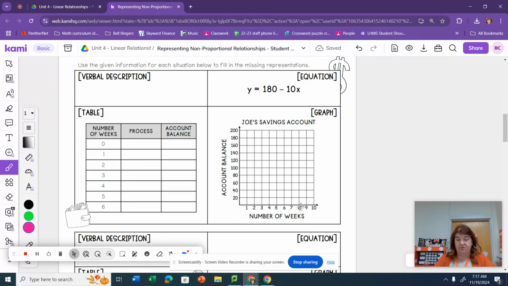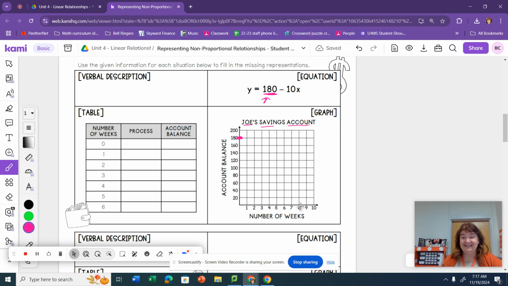Wow, we don't know what's going on. We have to really interpret here. So we've got Joe's savings account. See this right here? And here's his account balance. Here's the number of weeks. Okay. Now let's look at our equation. It looks like, oh, he's starting up here. Let's put that in there. That's where Joe's starting. What's that starting point or that number that's by itself called?